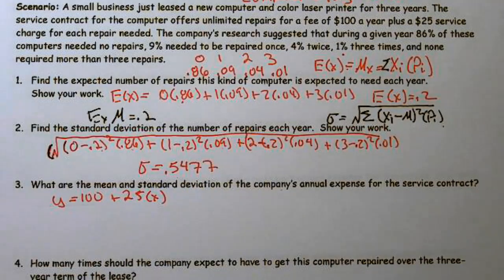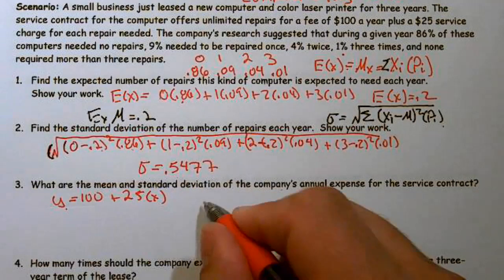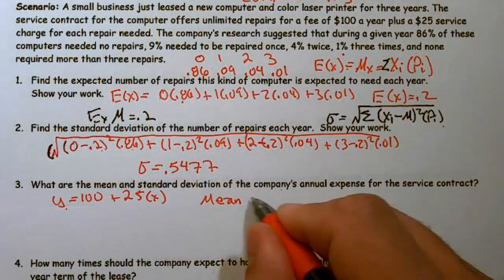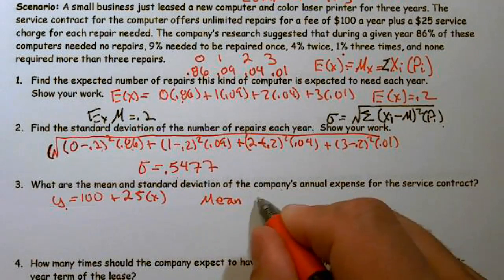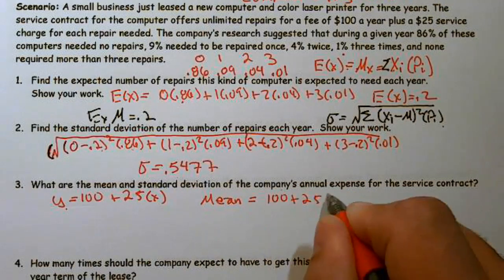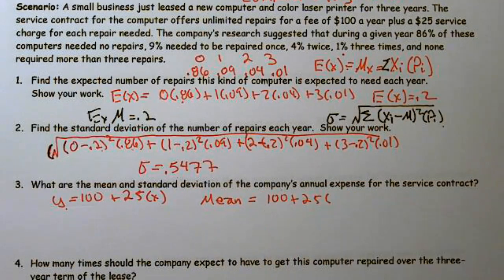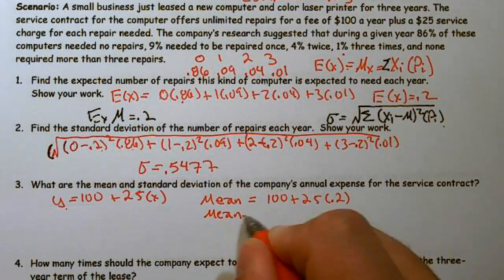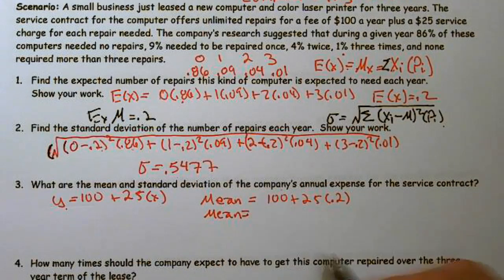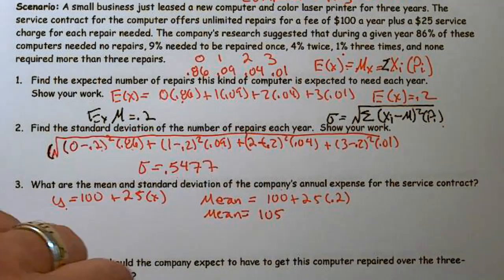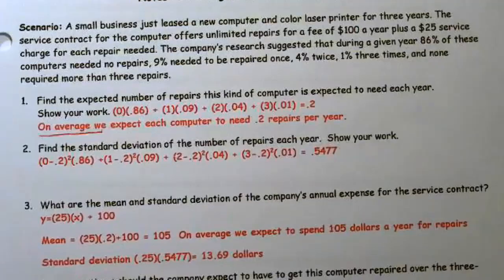Well, what do we expect? Well, our mean is just going to be, hey, we're just going to plug directly into that equation. So it's going to be 100 plus 25 times, how many repairs do we expect? We expect 0.2 repairs. All right, so our mean is basically going to be about $105.